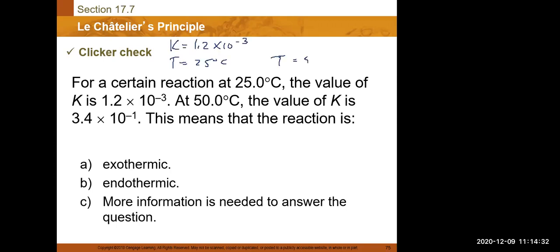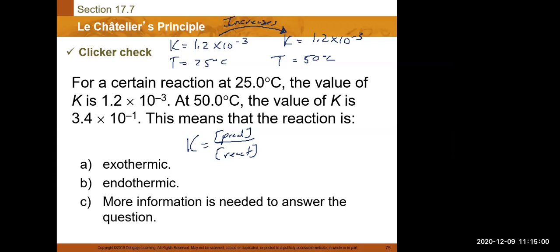Remember that when we calculate K values, it essentially is products divided by reactants. So what we see is as we increase the temperature, the K value also increases.